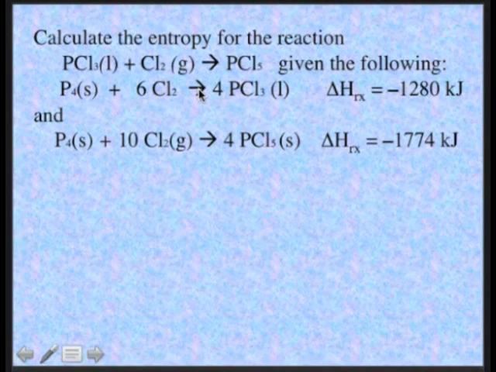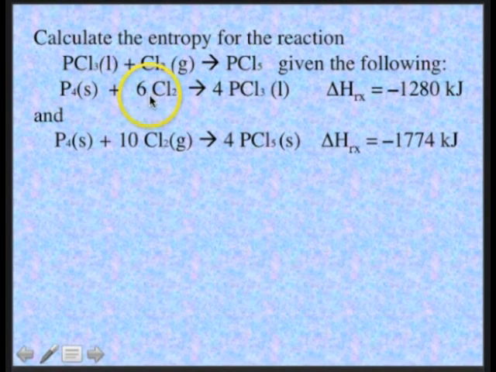And we're given two reactions. We're given P4 as a solid plus 6 moles of chlorine gas yields 4 moles of PCl3 as a liquid. And we're told what the enthalpy for this reaction is, minus 1280 kilojoules. And then we're given another reaction, P4 as a solid, plus 10 Cl2 as a gas yields 4 PCl5 as a solid, and the enthalpy for that is minus 1774 kilojoules.